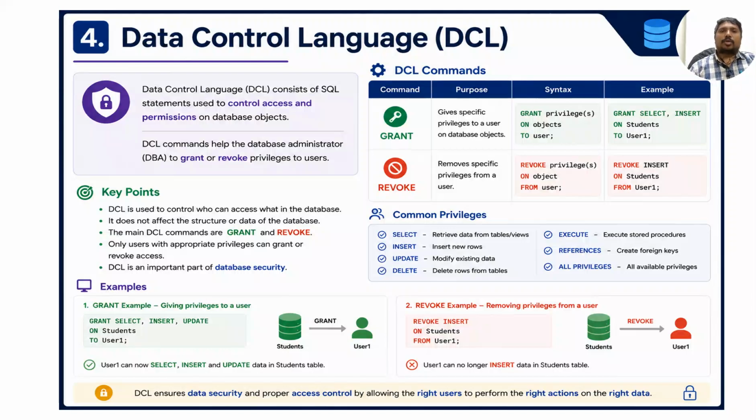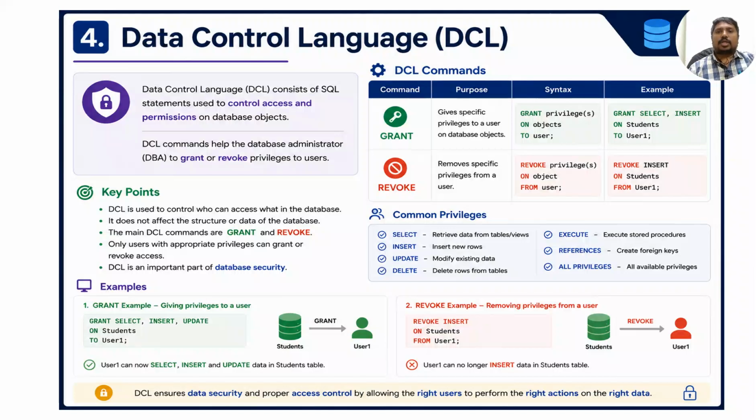The key points of this DCL category of SQL statement are DCL is used to control who can access or what can be accessed in the database. It does not affect the structure or the data in the database. It will only give the grant or revoking or permission from the database. The main DCL commands are grant and revoke. Only users with appropriate privilege can grant or revoke the access. DCL is an important part of database security or the database governance.